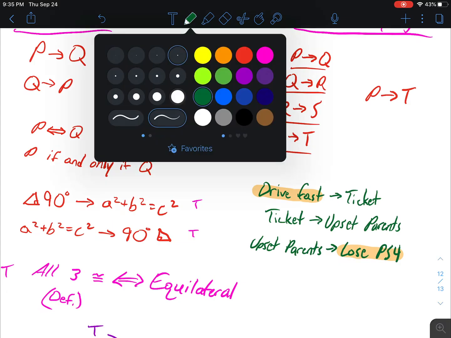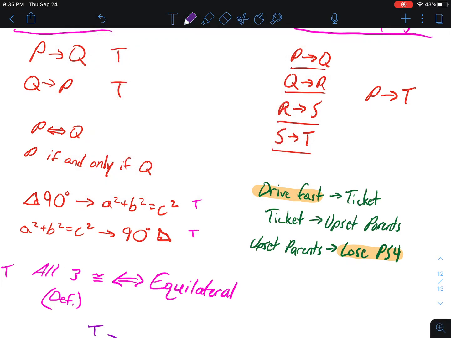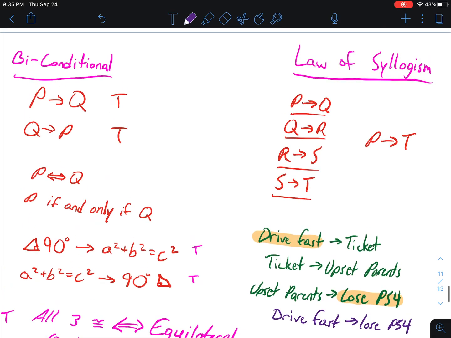It just skips all those in-between steps and summarizes what we're looking at here. So if you drive fast, you lose your PS4. It skips all these steps, right? P implies Q, which implies R, and then in summation, P would just imply R here.